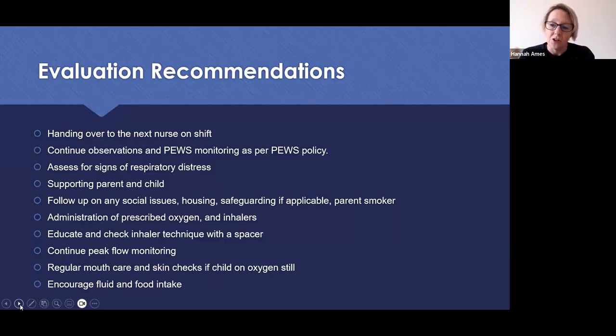Continue peak flow monitoring and encourage the parent and child to keep a diary at home. If the child's on oxygen, you can also think about handing over and ensuring that regular mouth care and skin checks are done, and encouraging fluid and food intake.